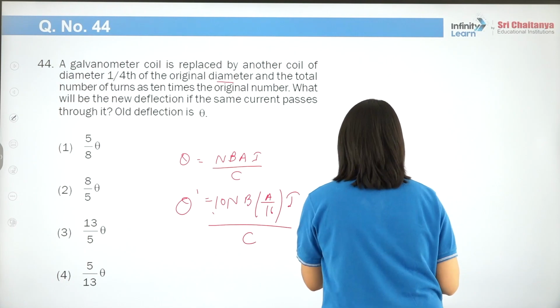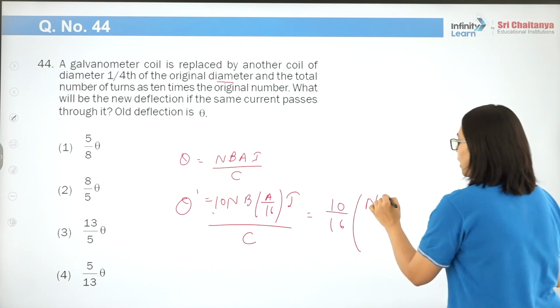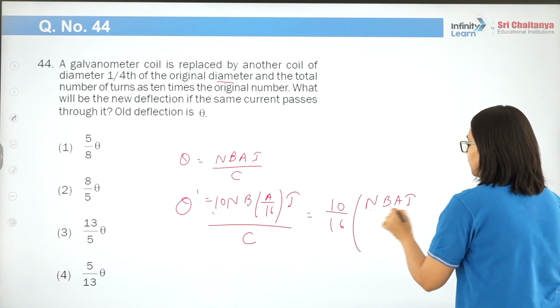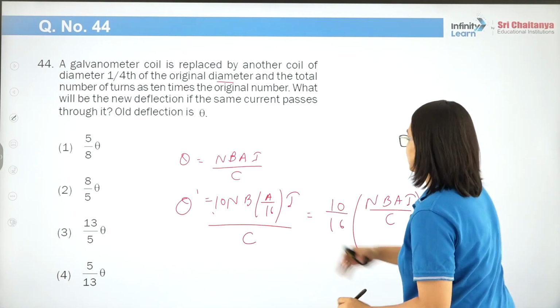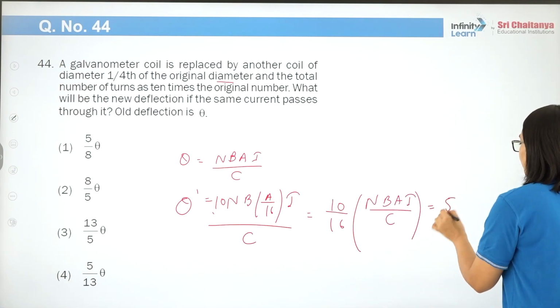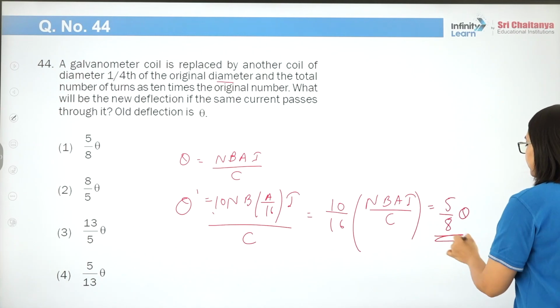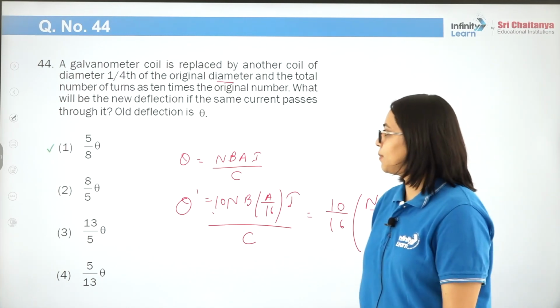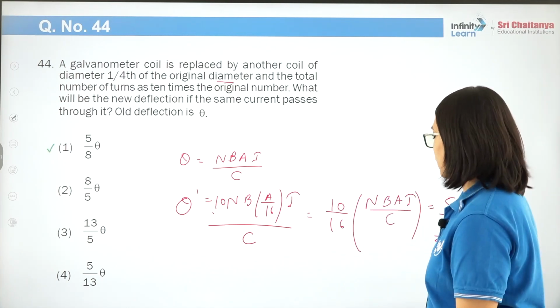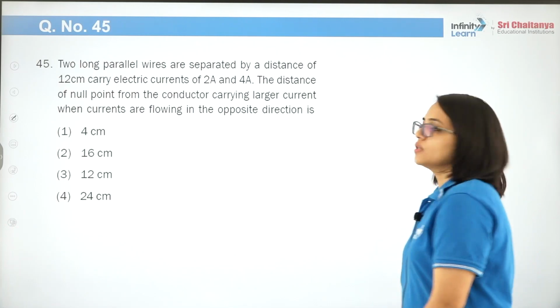So this will be 10/16 times NBAI divided by C. NBAI is theta, so this is 5/8 times the theta. So new deflection will be 5/8 times theta, which is option 1. Next is question number 45.